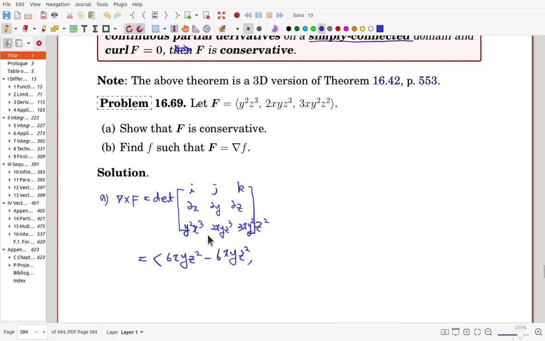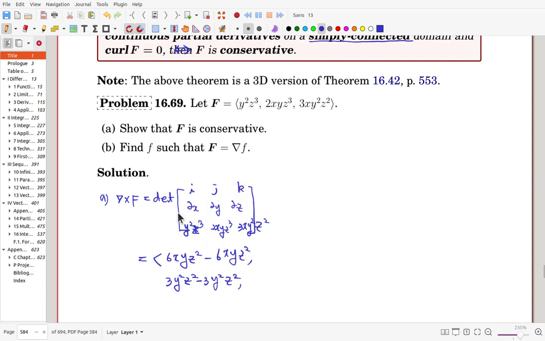For j, the minor is these 4 components. Now we do first this way. There must be z. Okay, sorry about that. The z derivative is the same as 3y squared z squared, minus the x derivative, that is 3y squared z squared. Okay, again, it's 0. How about the last component with k?